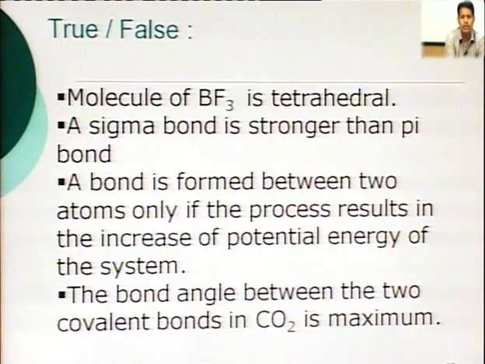So, the first one is false, boron trifluoride is trigonal planar. Sigma bond is stronger than pi bond, that is true. A bond is formed when the potential energy of the system decreases, so the statement with increase is false. So, the third is false. The bond angle between the two covalent bonds in carbon dioxide is maximum, that is true.